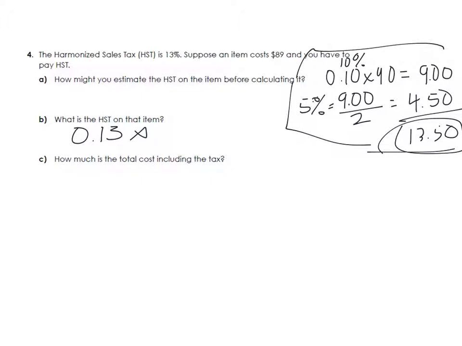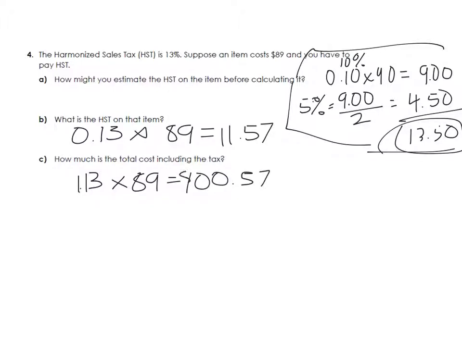To calculate that, you just do 0.13 times 89, and when you do that, you should get the number $11.57. And then to calculate the total cost, which we have learned how to do many times, we do 1.13 times 89, and then we get $100.57. So you should be familiar with doing these kinds of questions. We worked on them a lot when we did the money cents unit in the first half of the year.